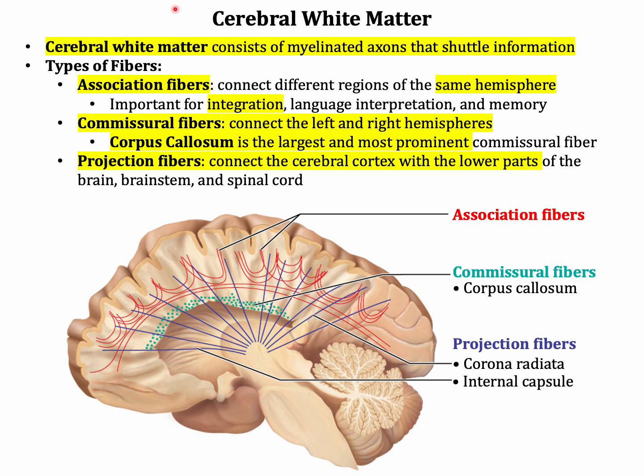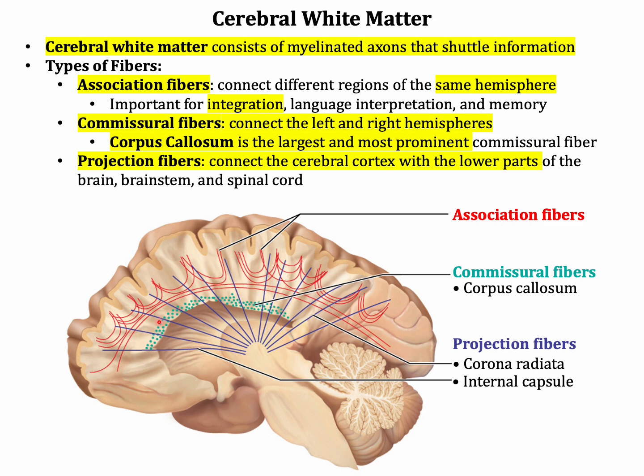Next, we're going to consider cerebral white matter. White matter consists of myelinated axons shuttling information to and from, and it's made up of three fiber types: association fibers, commissural fibers, and projection fibers. Association fibers connect different regions within the same hemisphere, and this is important for integration. So this is when you have a primary area being connected to an association area. The association fibers are what are transmitting and connecting those areas in the cerebral cortex.